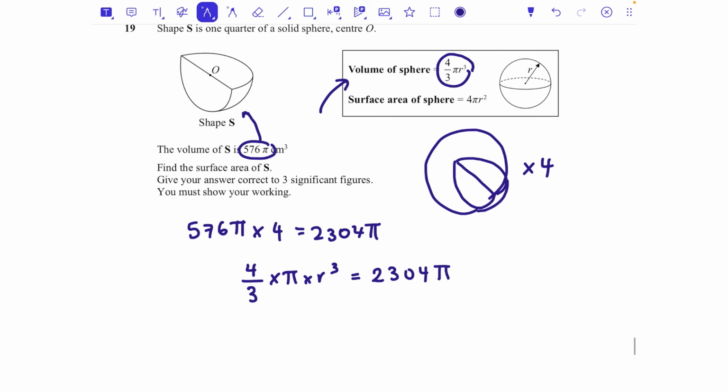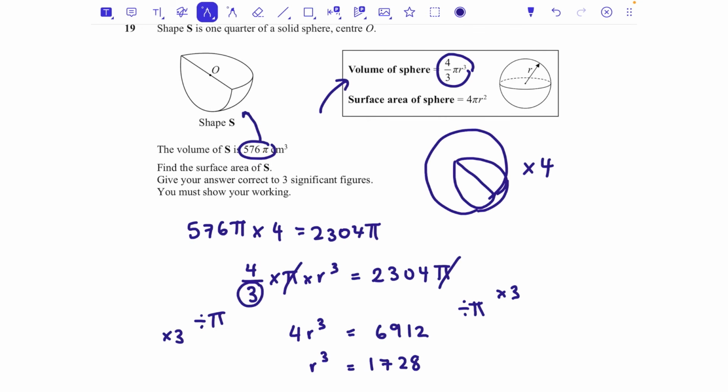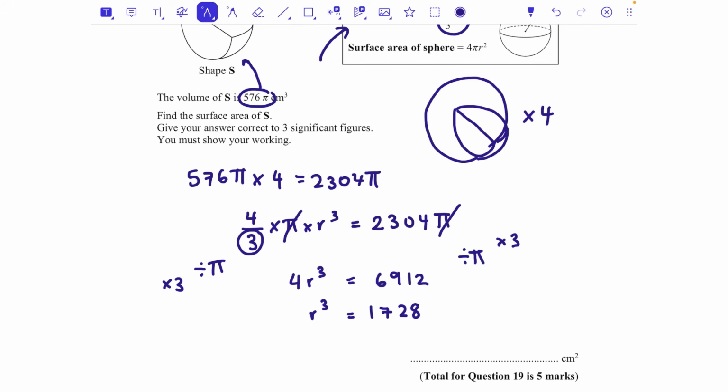And now we're going to go ahead and solve this to try and work out what the radius is. So I'm going to start by dividing both sides by pi to get rid of that. I'm then going to multiply by 3 to get rid of this fraction part. So that means that 4r cubed equals 2,304 times 3, which is 6,912. I'm then going to divide that by 4. So I know that r cubed is 1,728.